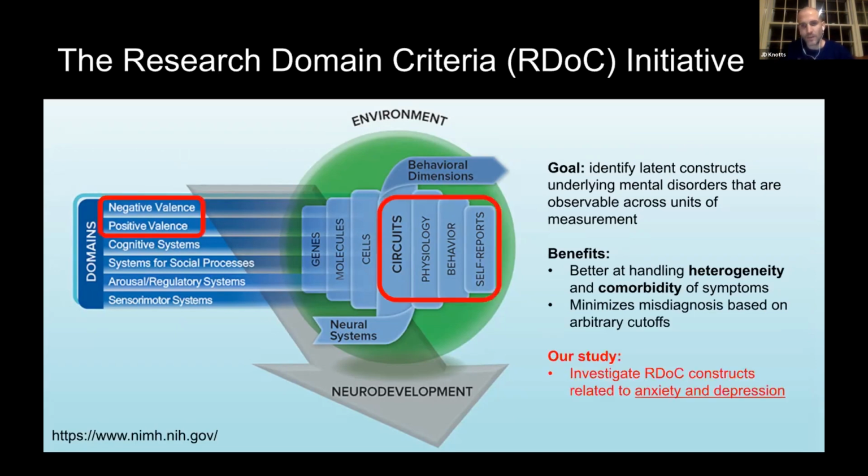So specifically, we want to look at the RDOC constructs underlying anxiety and depression. So we are going to look specifically at the negative and positive valence systems. And we are looking across these 4 levels of analysis: neural circuits, physiology, behavior, and self-report.